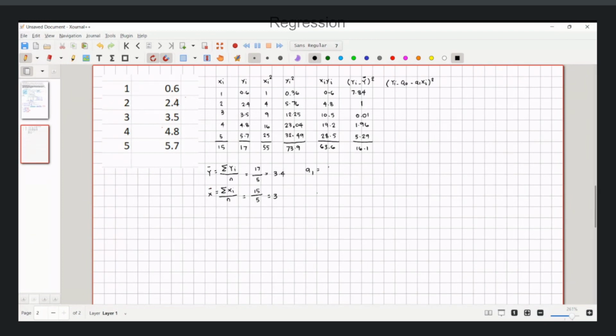is the formula of our A1 which is N times summation of X sub I times Y sub I minus summation of X times summation of Y sub I over N summation of X squared minus the quantity of summation x sub I, close parenthesis, squared is... One? Yes, miss.